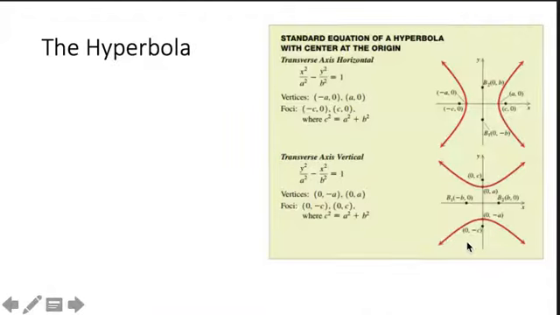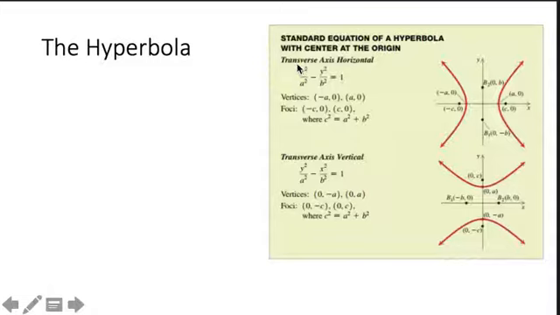Just like we did in the previous screencasts, we're going to focus our attention initially on making the center be the origin. So for these two hyperbolas, the center is the origin. And then in the next screencast, we'll move that center up or down, left or right. But let's understand it with the center being at 0, 0 first of all. So here are two examples of hyperbolas.